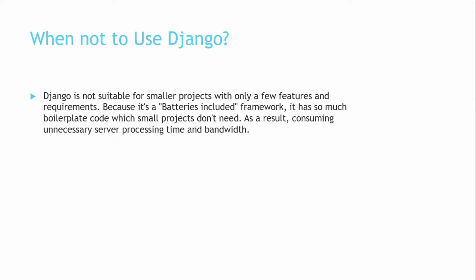So when your project is a little bit smaller, you should not use Django, because the boilerplate or pre-built code is already there, and it increases the processing time of your application, and it also increases the size of your application. That is not good for production if your application is small, because those features will not be used in smaller projects. So it doesn't make sense to use Django for smaller projects.